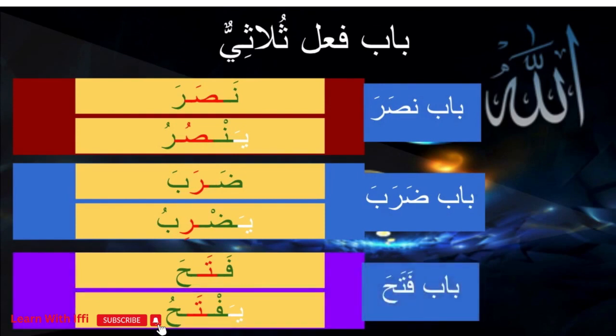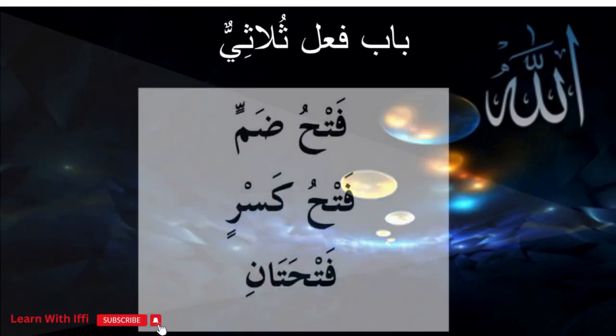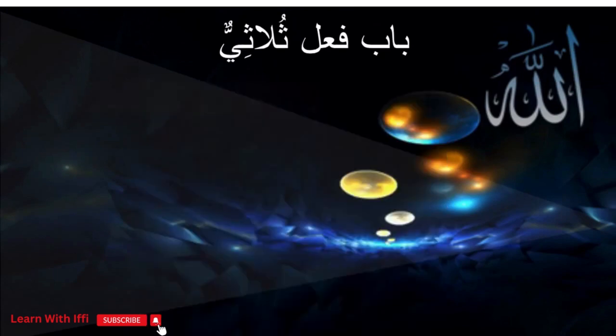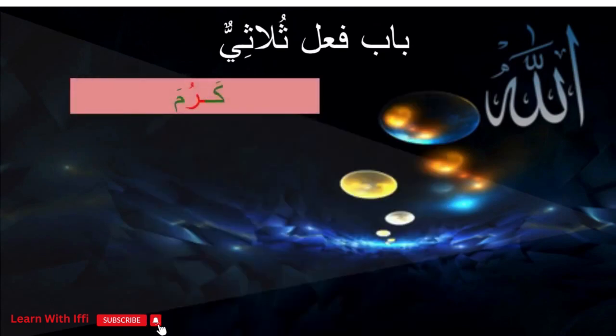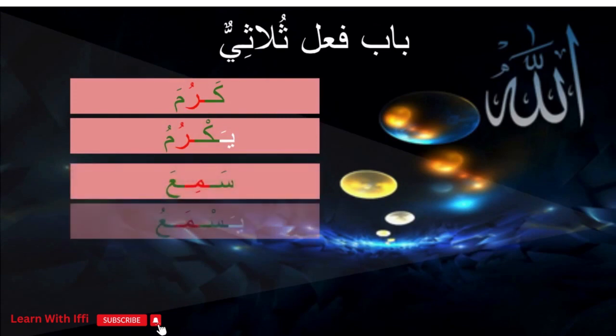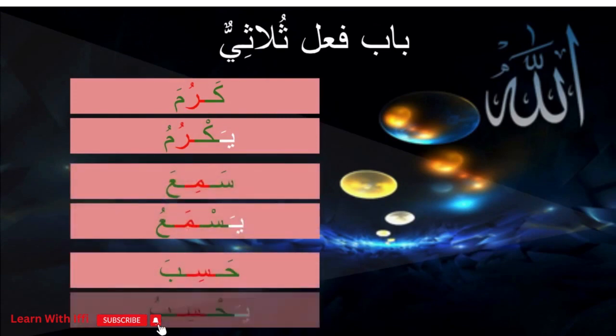So we're going to do the rest of the 3 babs which are present, inshallah. The way to remember the babs is to learn this small poem: Fathu Dammin, Fathu Kasrin, Fatahatani. So the next group is called Bab Karuma: Karuma, Yakrumu, and Sami'a, Yasma'u, and Hasiba, Yahsibu.